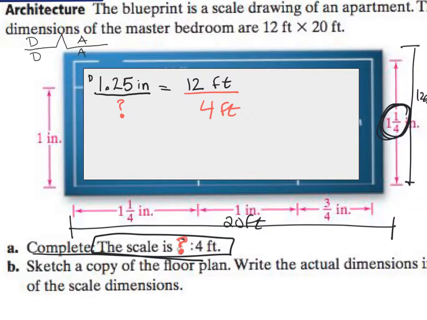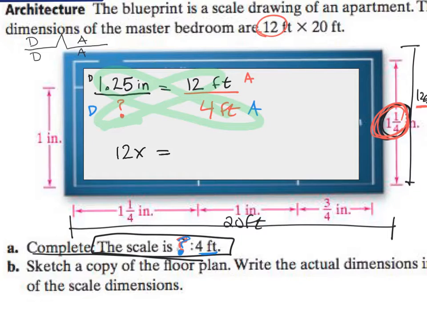The drawing of 1 1/4 inches is related to the actual of 12 feet in the same way that the question asks, what's the scale? How many inches is 4 feet? So I would say, how many of the drawing is 4 feet of the actual? Drawing is to actual as drawing is to actual. And now I have a proportion, which is a math sentence. I can now cross multiply. 12 times my unknown, 12x, is equal to 4 times 1.25.